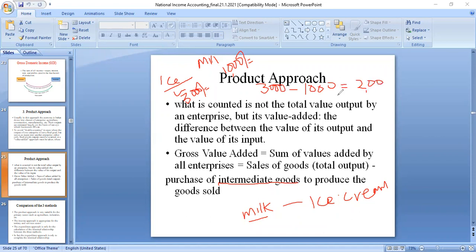Instead of counting the value of milk, which is 1,000, and the value for the ice cream, and then you get 4,000, that will be double counting. So that's the essence now of the product approach, or the value added approach.